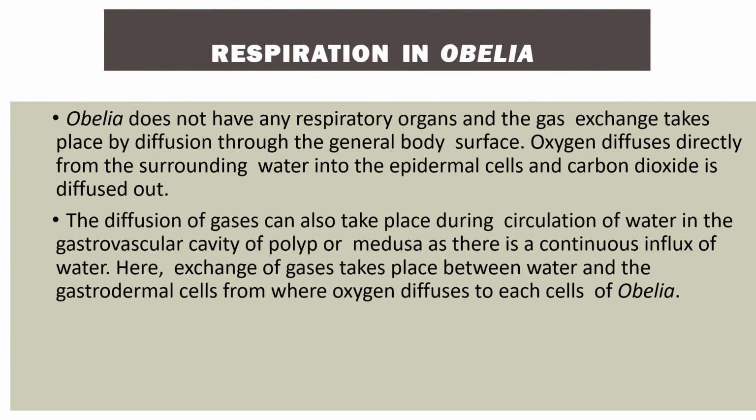Respiration in Obelia. Obelia does not have any respiratory organs, and gas exchange takes place by diffusion through the general body surface. Oxygen diffuses directly from the surrounding water into the epidermal cells, and carbon dioxide diffuses out. The diffusion of gases can also take place during circulation of water in the gastrovascular cavity of polyp or medusa, as there is a continuous influx of water. Here, exchange of gases takes place between water and the gastrodermal cells, from where oxygen diffuses to each cell of Obelia.